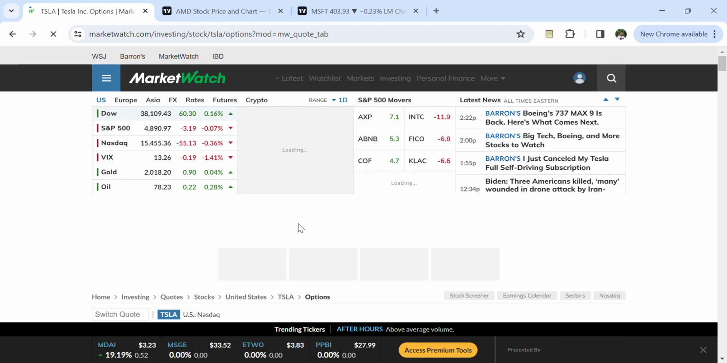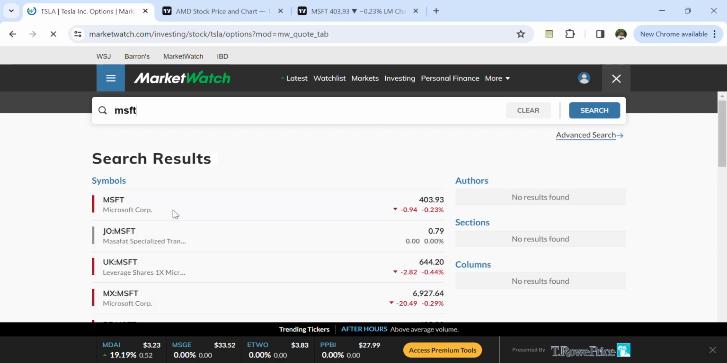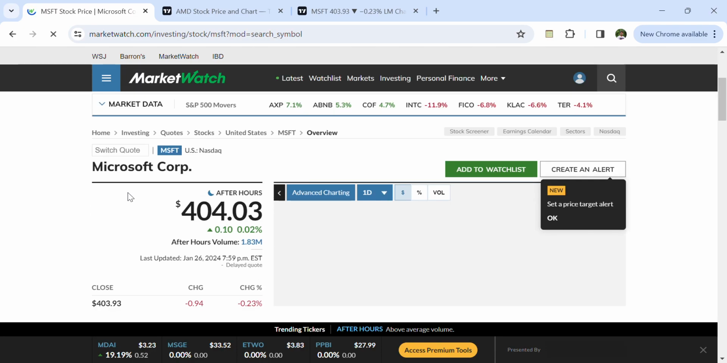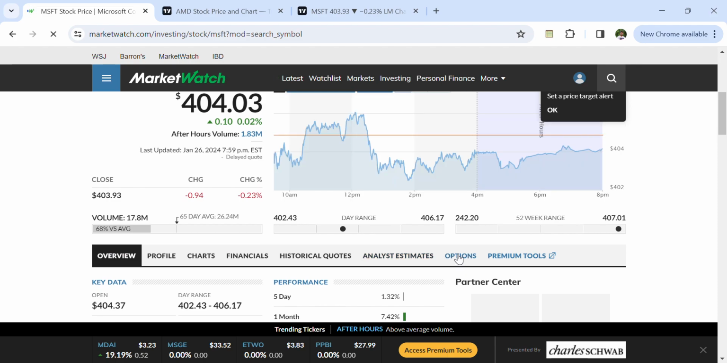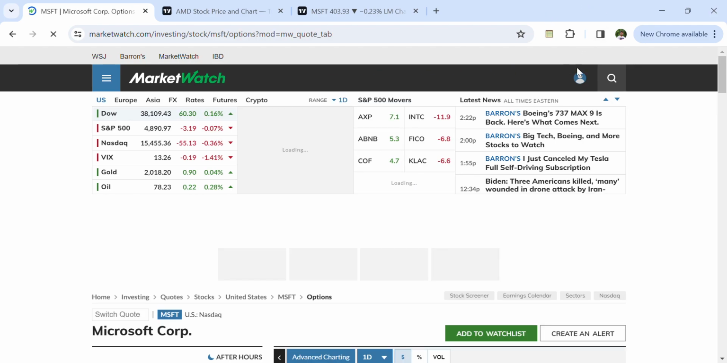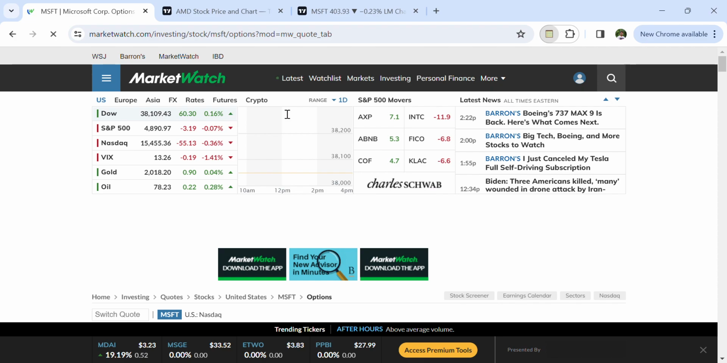Once you go to the options tab, oh sorry, I didn't select the stock. Let's select the stock, Microsoft. Once I select Microsoft stock, I'll get the overview and all the tabs for Microsoft stock. Now let's go to the options. The main things associated with options are the expiry and the strike price.